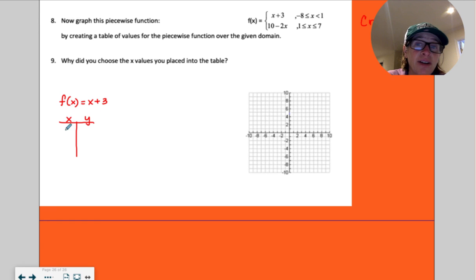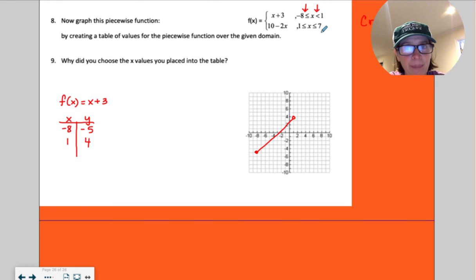I'm going to make a quick table. And because it's linear, I'm going to use -8 and 1. So if I plug in -8, I've got -8 plus 3, which is -5. 1 plus 3, which is 4. I have 2 points. I look at what I need at those endpoints. I need a closed circle and an open circle. So -8, -5, it's right there. It's going to be a closed circle, and at 1, 4, it's going to be an open circle, and because it's linear, I know I have a line going through there like that. And again, it was a segment because it was a compound inequality.